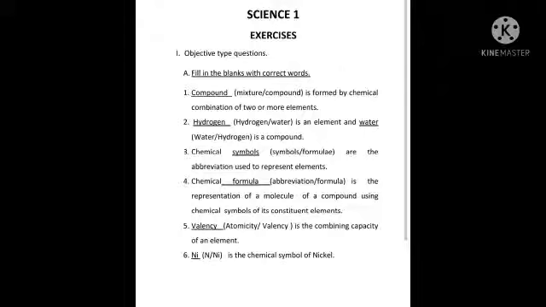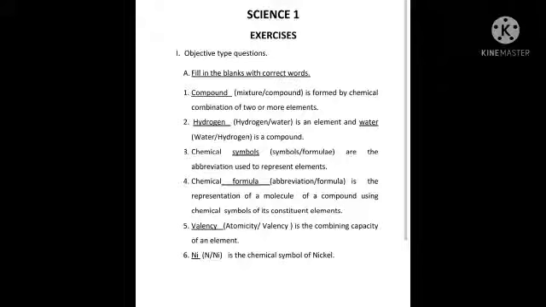So first one is dash is formed by chemical combination of two or more elements. Option is mixture, compound. So you should not expect that fill in the blanks means they will give the choices. Okay. Sometimes without that also they can prepare for that. Okay. So compound is the answer. Dash is an element and dash is a compound. Hydrogen is an element, water is a compound.